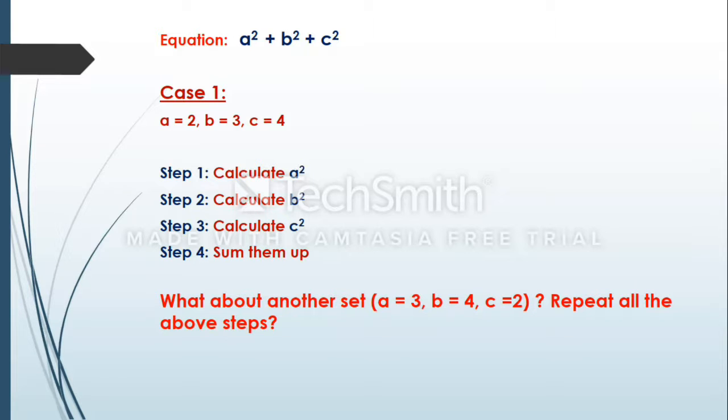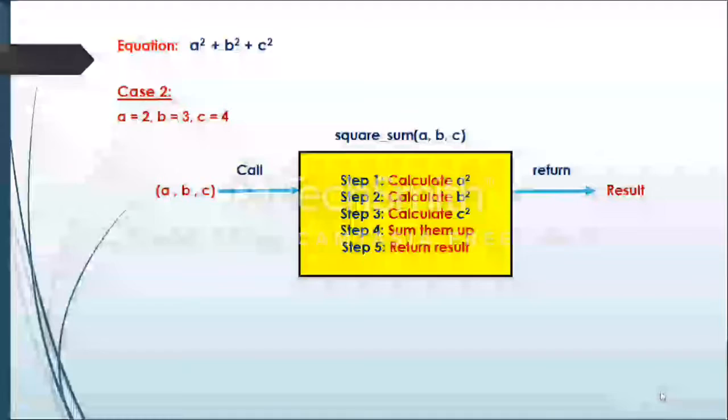So what about another set? A equal to 3, b equal to 4, c equal to 2. We have to repeat all those above steps again and again. So is it efficient? Absolutely no.